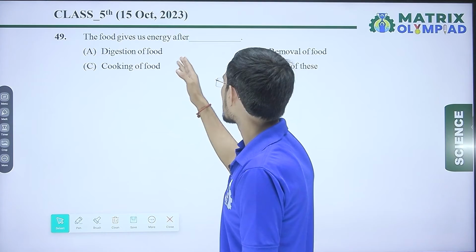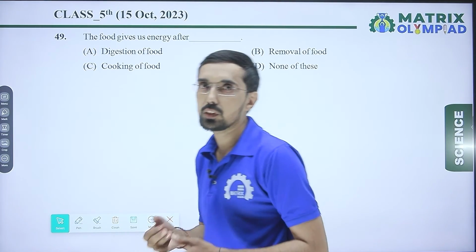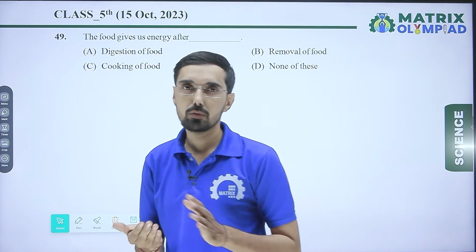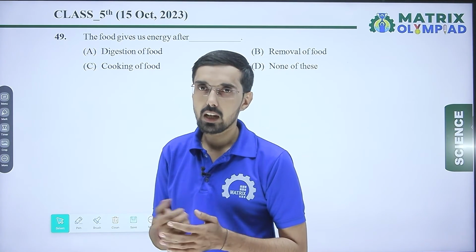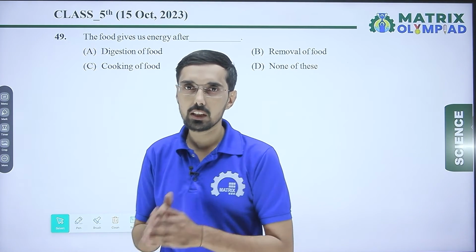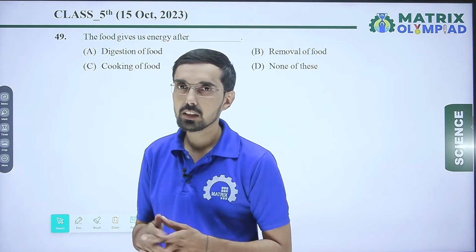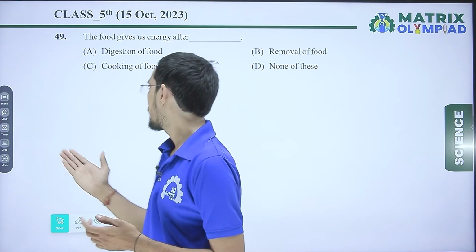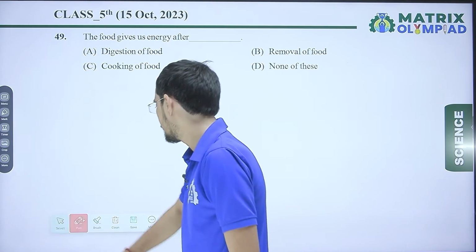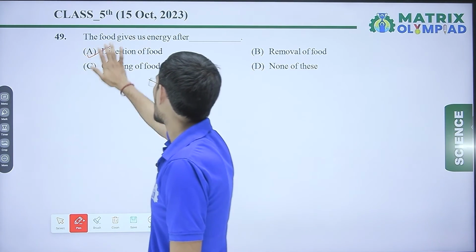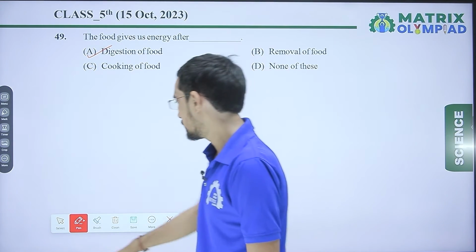the food gives us energy after. As we know, the first process of intaking food is known as ingestion. After that, the complex food is converted into simple absorbable forms. That process is known as digestion, and that is given in option A. So our correct answer is digestion of food. Now next question.